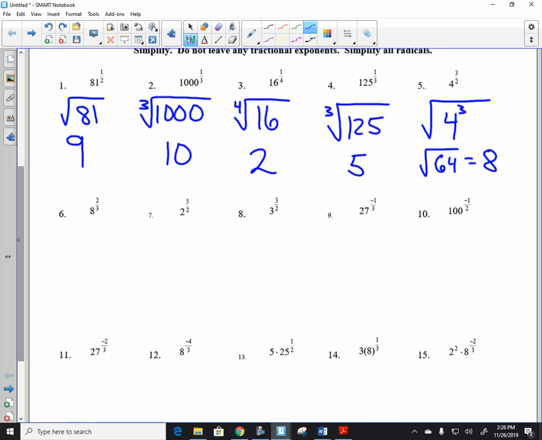I want you to try number 6 on your own. Go. Try 6 on your own. I first write it as the cubed root of 8 squared. 8 squared is 64, and the cubed root of 64 is 4. It gets slightly more complicated here. How do I rewrite number 7?